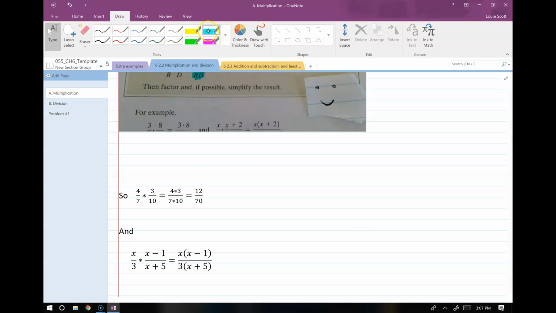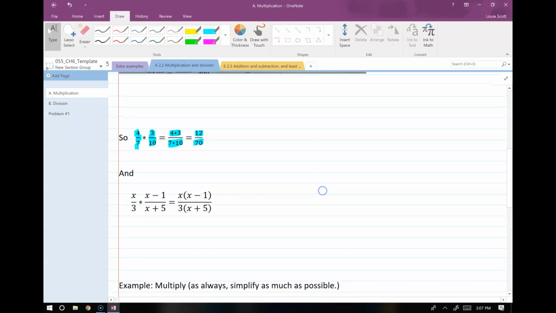So for example, if I wanted to multiply 4 over 7 by 3 over 10, I get 4 times 3 over 7 times 10, which is 12 over 70. This is what it looks like with a polynomial: x times x minus 1.